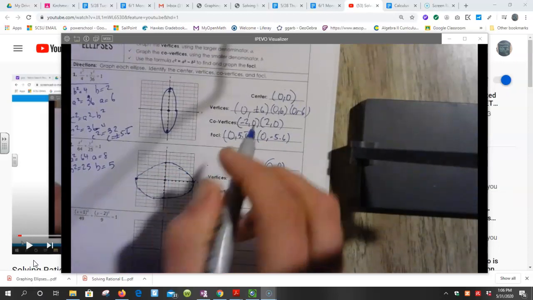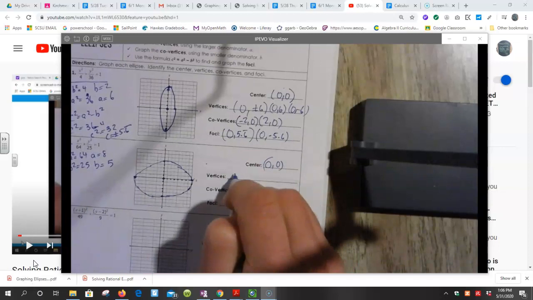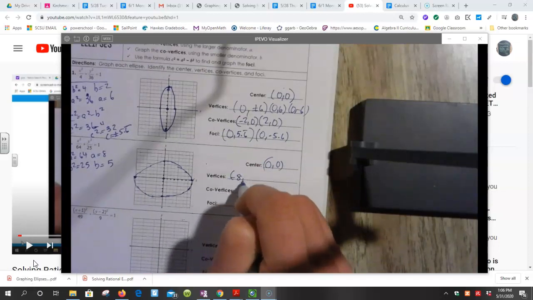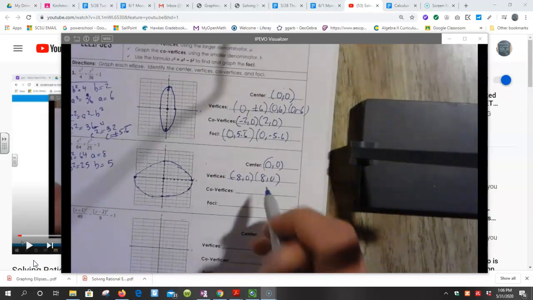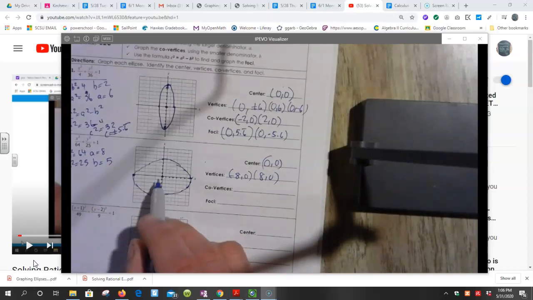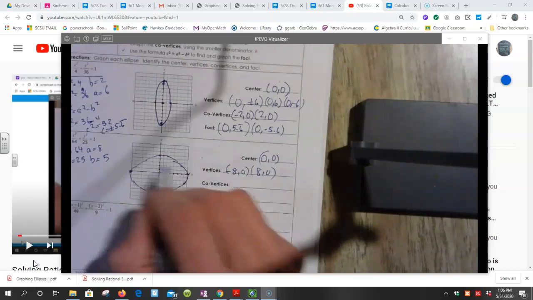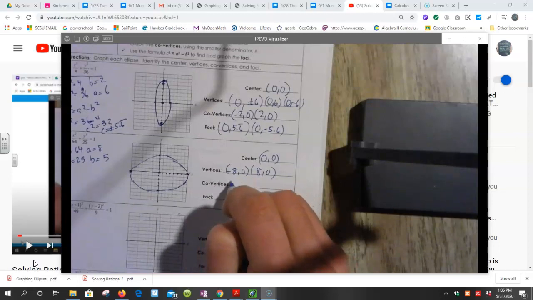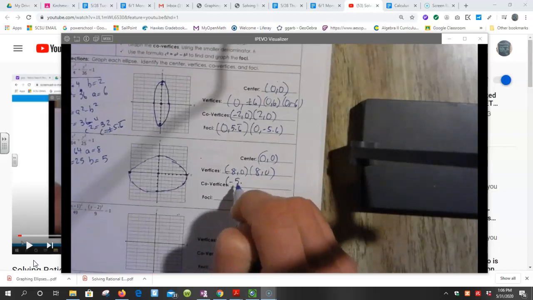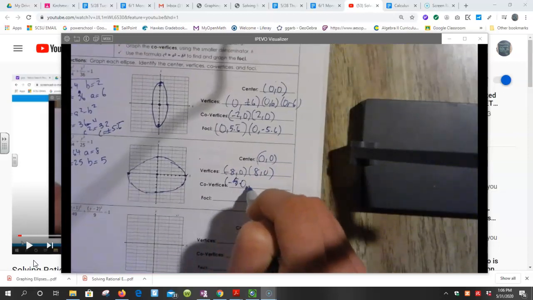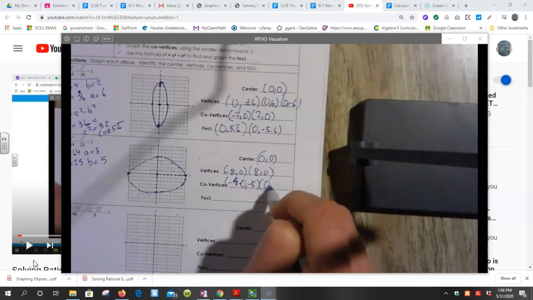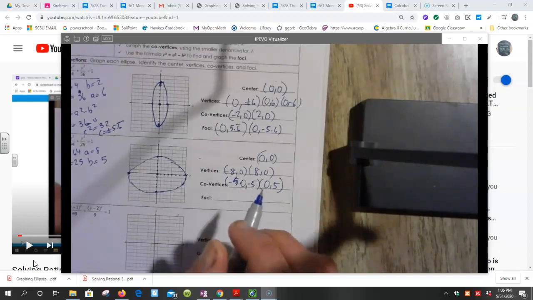It's an ellipse. My vertices are the longer ones, so that's going to go from (negative 8, 0) to (8, 0). My covertices are going up to 5. Oh, no, it's going to be (0, negative 5) and (0, positive 5).